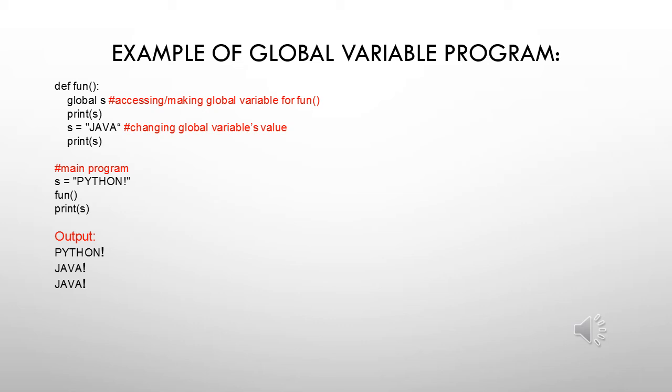Next, the control will go over to the third line in the main program. Here also we print s, and since we have changed the value of s in the function and the global variable is accessible from anywhere, the third print statement also gives us Java as the output. So this is how a global variable works. The final output of the program will be, first Python, then Java and Java.